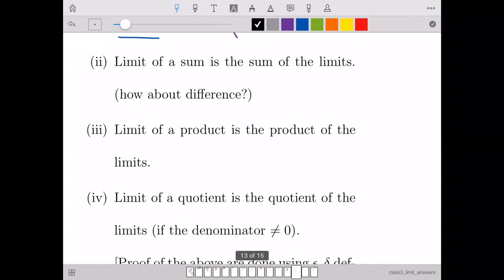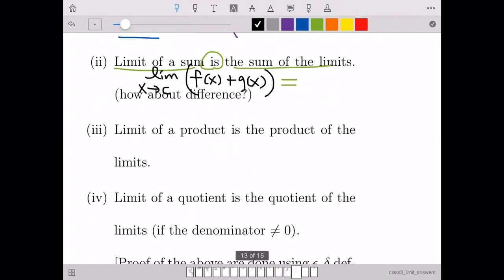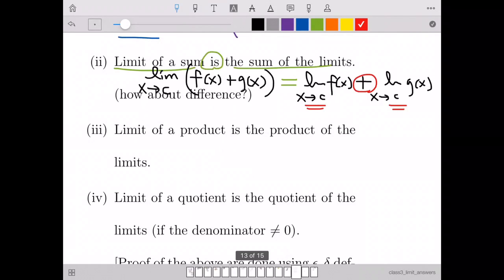2. The limit of a sum is the sum of the limits. The limit of the sum f of x plus g of x, as x approaches c, is the sum of the limits: the limit as x approaches c of f of x plus the limit as x approaches c of g of x. Okay, this is called the sum rule.